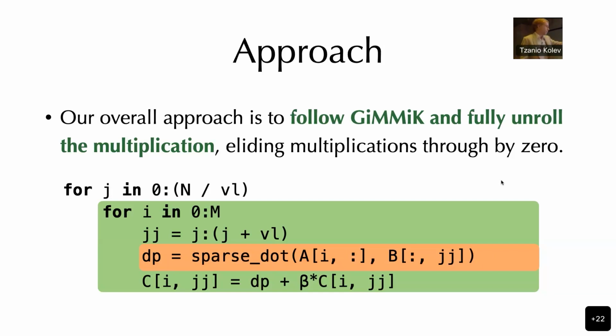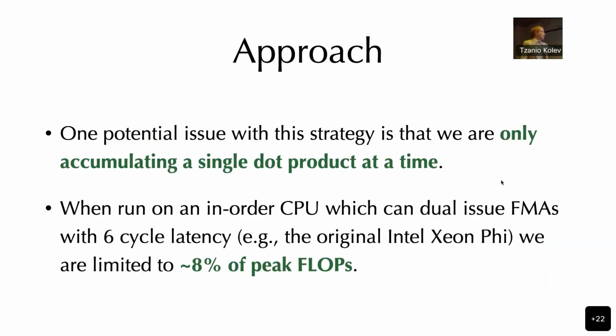Well, we can consider doing all of this naively, so we can fully unroll everything in green. The sparse dot product, we can just issue instructions that multiply through every non-zero value in A by the appropriate value in B, accumulate our dot product, and then write it out. That's one very simple, very crude way of doing code generation. However, one potential issue with that strategy is if we unroll that loop in green, then we're only accumulating a single dot product at a time.